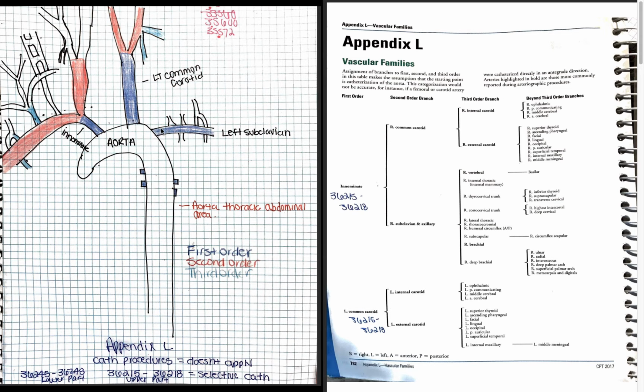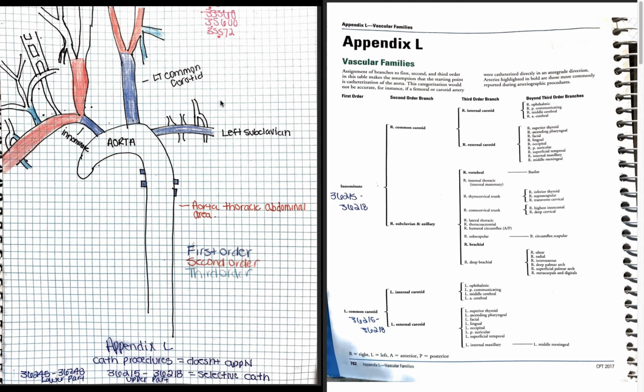Now, say you go into the left common carotid. This blue portion represents the first order. If you go off into your internal or external common carotid, that's your second order because you went off the road again. And then if you go off again, that's your third order.